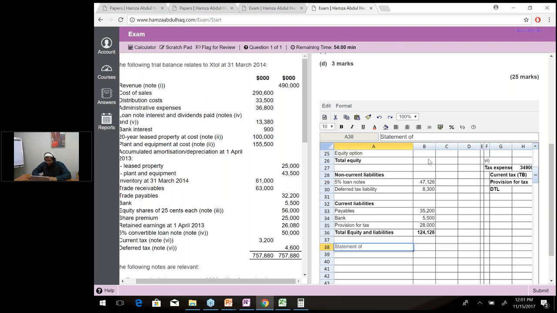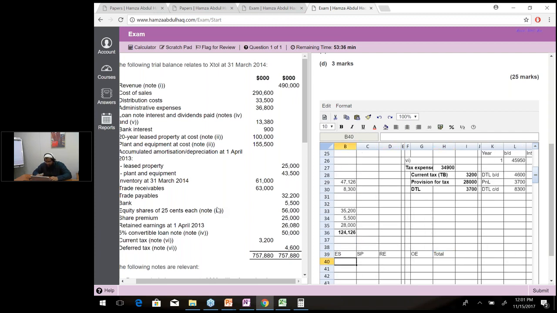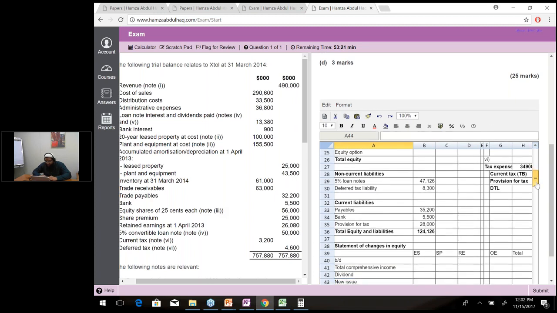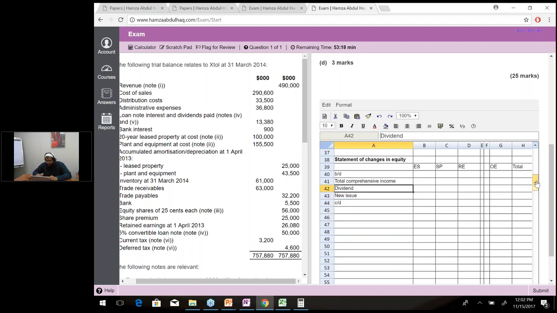Now we are starting the statement of changes in equity. So we have equity shares, we have the share premium, we have the retained earning, we have the other equity, and then we will be getting the total. So we write the brought down, we write the total comprehensive income, we deduct the dividend, and if there is any new issue, we write that. And all these will make the carried down value.